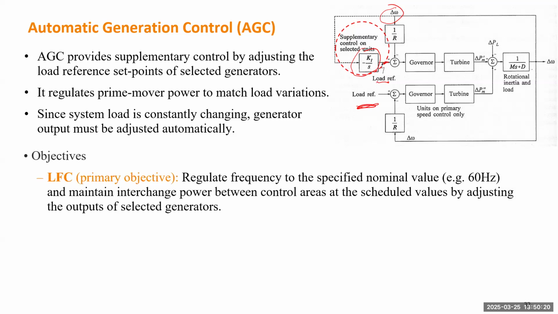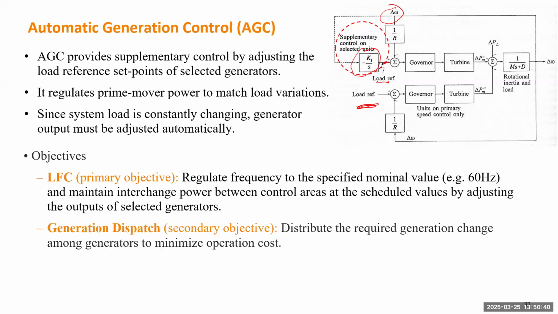The objectives of automatic generation control include, first, still frequency control. This is the primary objective. You can regulate the frequency back to 60 Hertz or maintain the power exchange between the areas. It can also help with generation dispatch. That's a secondary objective, because you can use this control to redispatch the generation among the generators in order to minimize the operation cost.